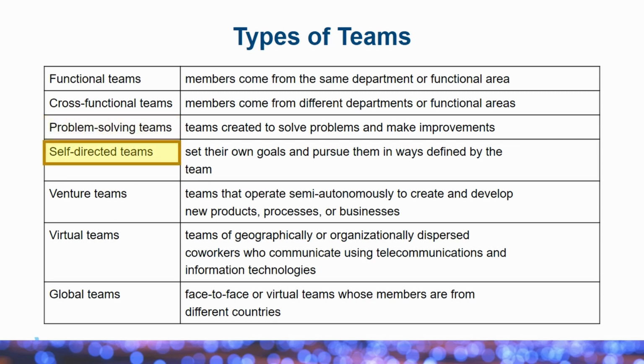Self-directed teams. They set their own goals and pursue them in ways defined by the team. Venture teams. Teams that operate semi-autonomously to create and develop new products, processes, or businesses. Virtual teams. Teams of geographically and organizationally dispersed co-workers who communicate using telecommunications and information technologies. Global teams. Face-to-face or virtual teams whose members are from different countries.